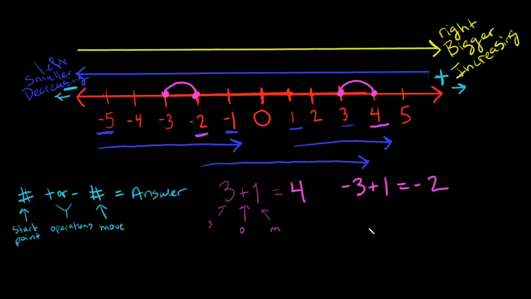What if I flipped the equation? What if I said -1 plus 3? What would that be? Well, again, that's our start, so we start there. Operation is right there. We're going to add 3, so we're moving 3 times. 1, 2, 3. Where did we land? +2.